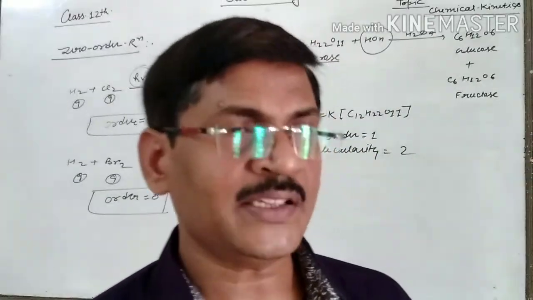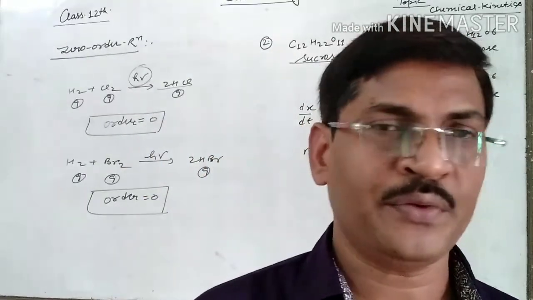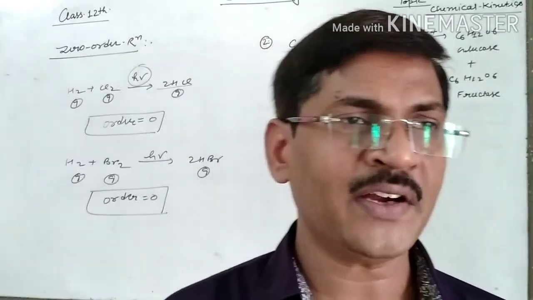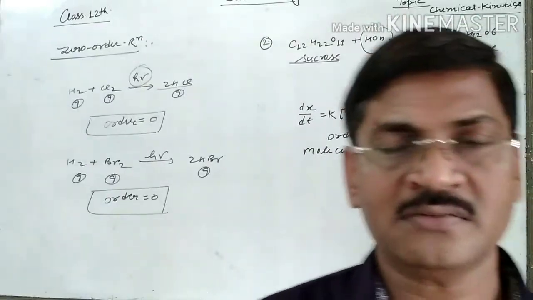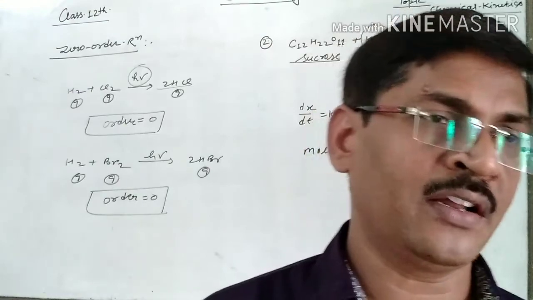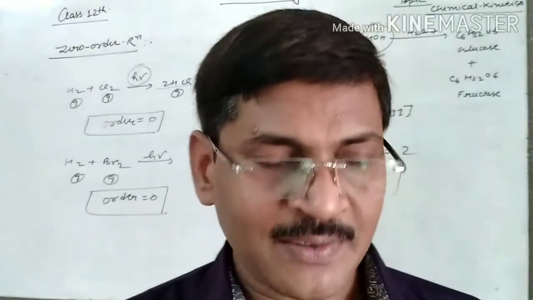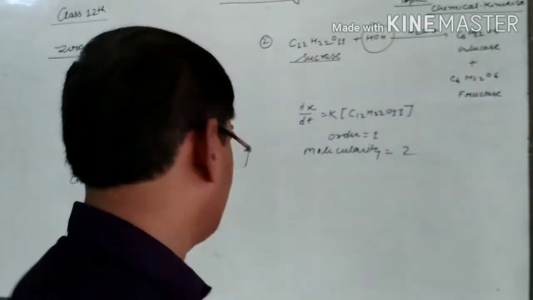Once again, all of you listen properly. Those reactions in which the concentration of the reactant has no effect on the rate of the reaction are examples of zero order. What is the mathematical derivation of this? I am going to solve it.